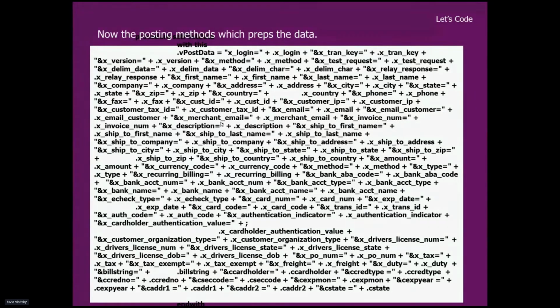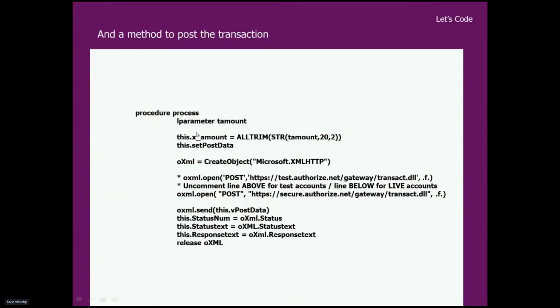So we have a method. The title is cut off up here, but it's called post data, which takes all the information from the properties in this class, and puts together the post string that we're going to use. Then we have another method called process. So we have post data, which puts it all together into one long string. And then we have process.